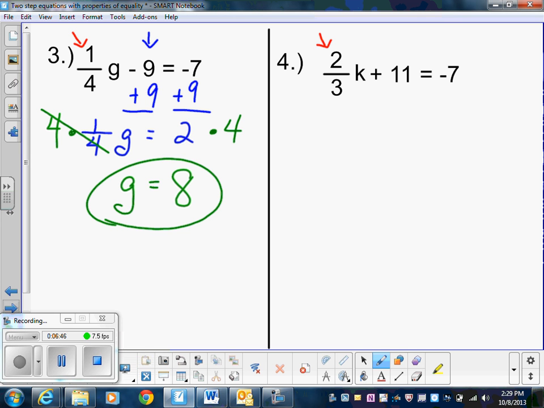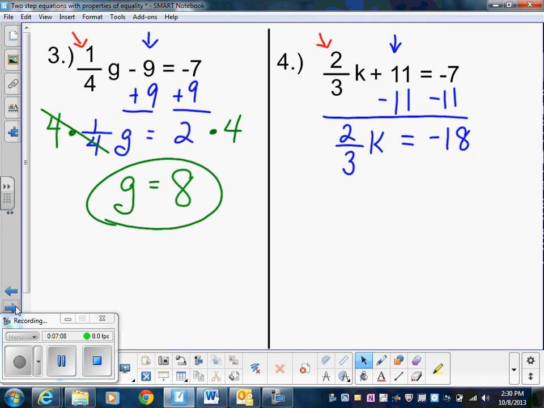Example number 4 is very similar to number 3, but looks more confusing. We follow the same procedure. Get rid of the constant. In this case, we'll use our subtraction property of equality. That will leave us with 2/3 k is equal to -18.